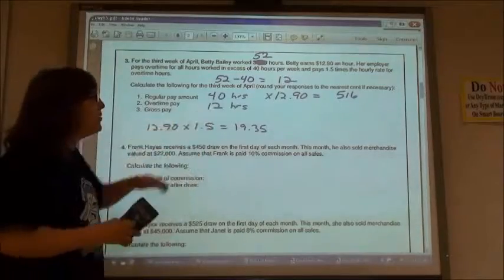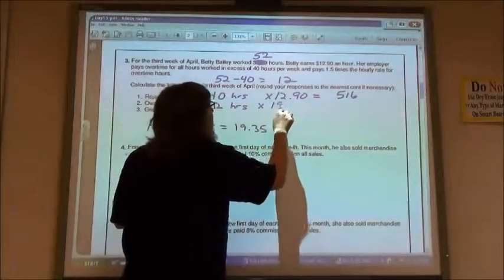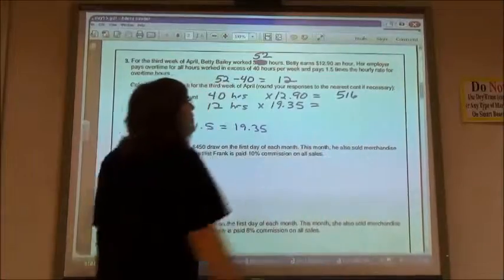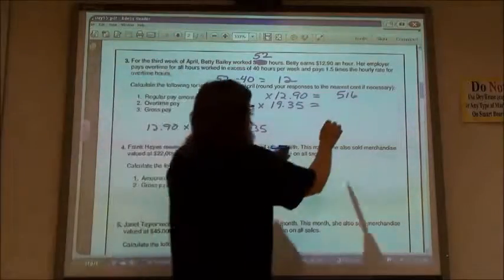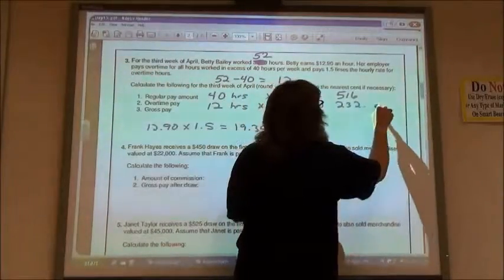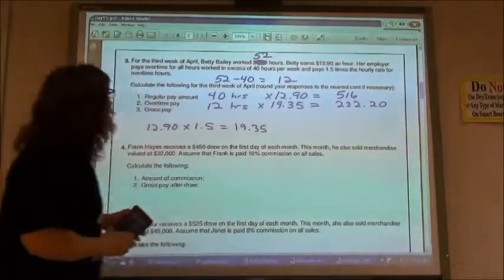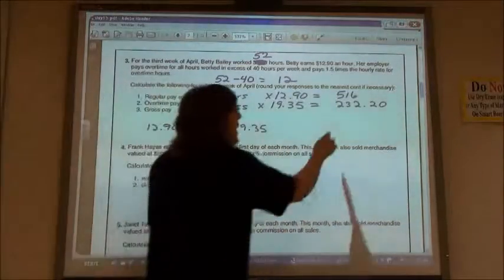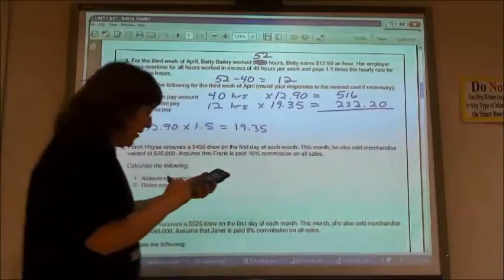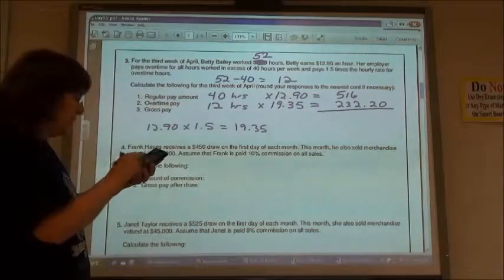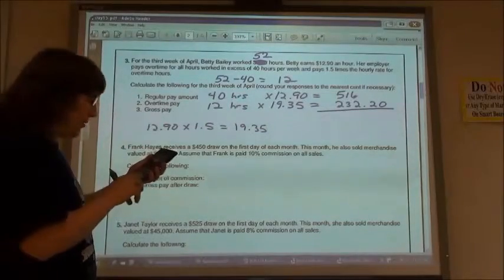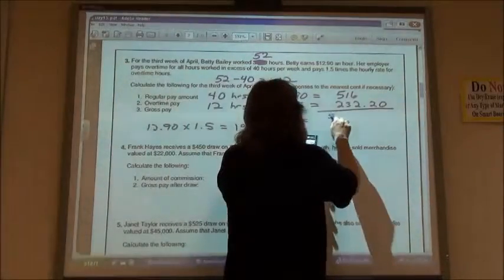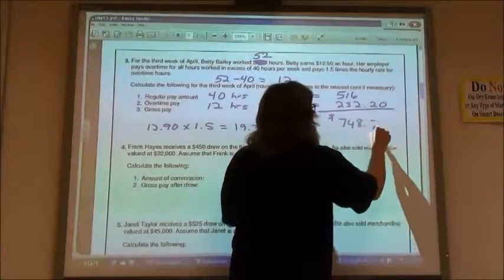She had 12 hours of overtime. She gets $19.35 per hour for overtime. So 12 times $19.35 gives me $232.20. So for her gross pay, we're going to add those two amounts together. So 516 plus $232.20 gives me $748.20.